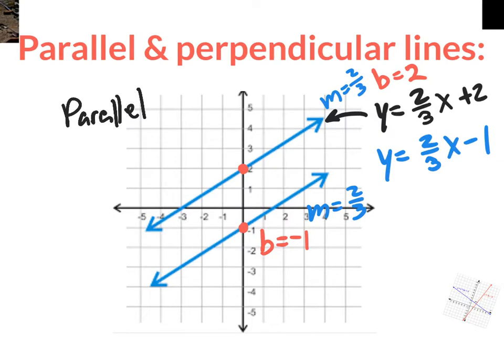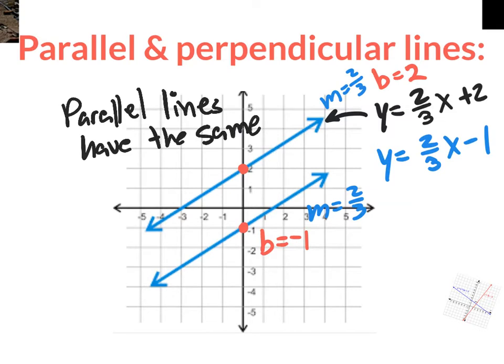Parallel lines have the same exact M values, the same exact slope. I mean, visually you saw this. They're both going in the same exact direction, have the same steepness. They're never going to cross. That means they have the same slope. In this case, the slope is 2/3. That's parallel lines. Parallel lines have the same slope. What do parallel lines have? There you go. Okay, good.